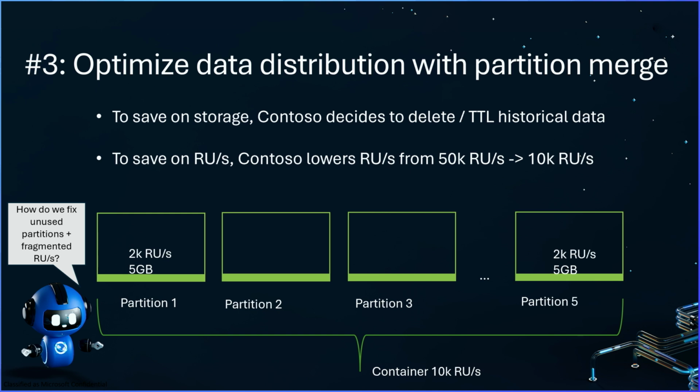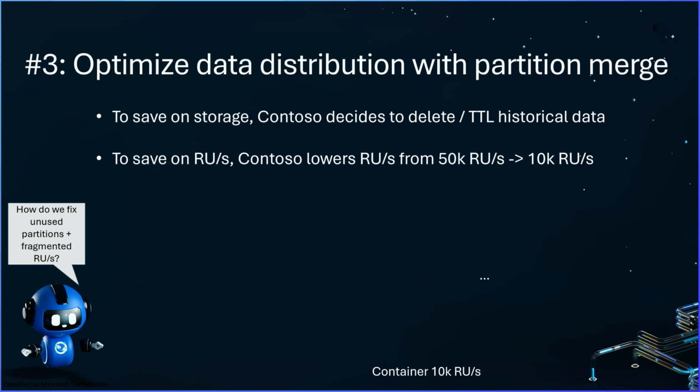However, let's say now as a customer, Contoso, we want to delete some historical data, either by deletion or by using TTL to expire that data based on the timestamp. If we do that, then you can see the partition layout stays the same, but now there's much less storage on each partition. At the same time, because I don't have as much data, I'd also like to lower my throughput. If I lower my throughput from 50,000 to 10,000 here, I see that now I have some RUs fragmentation. I don't have as many RUs anymore on each partition, and I also don't have that much storage. So what can I do to fix this?